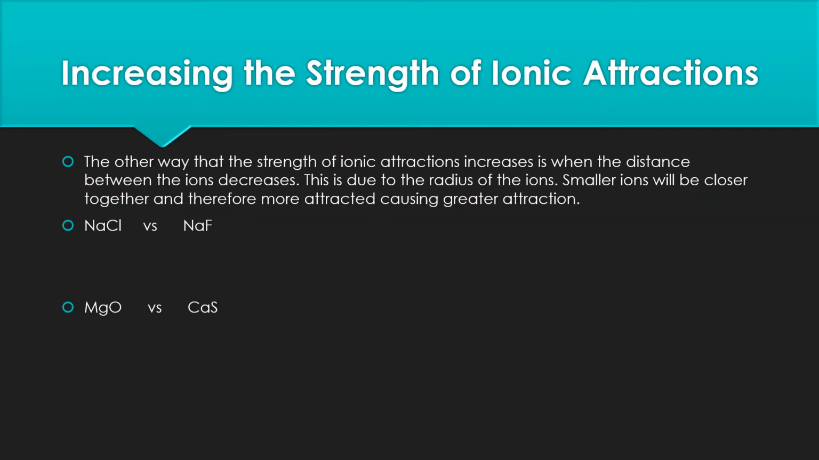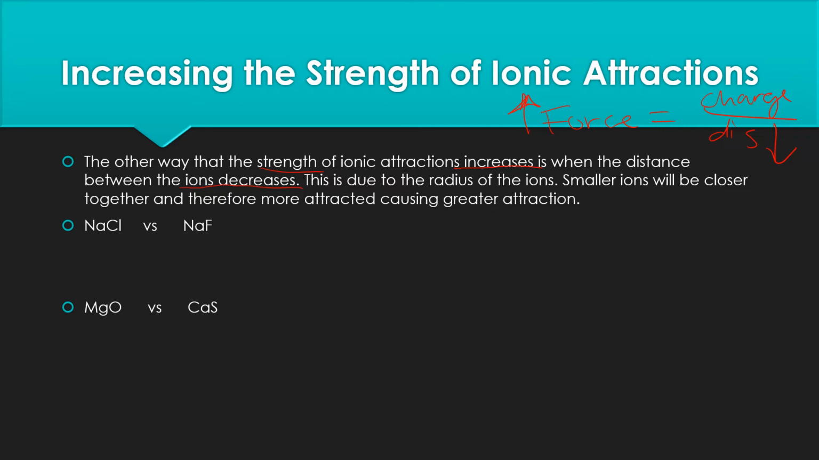The other thing we can look at in terms of the strength of ionic attractions is when the distance between the ions decreases. So if we want to increase that strength of attraction, we're going to have the size of the ions decrease. So this is due to the radius of the ions. Smaller ions will be closer together and therefore more attracted, causing greater attraction. So again, our force equals our charge over our distance. If we reduce the distance, we increase the force. Those are opposites of each other.